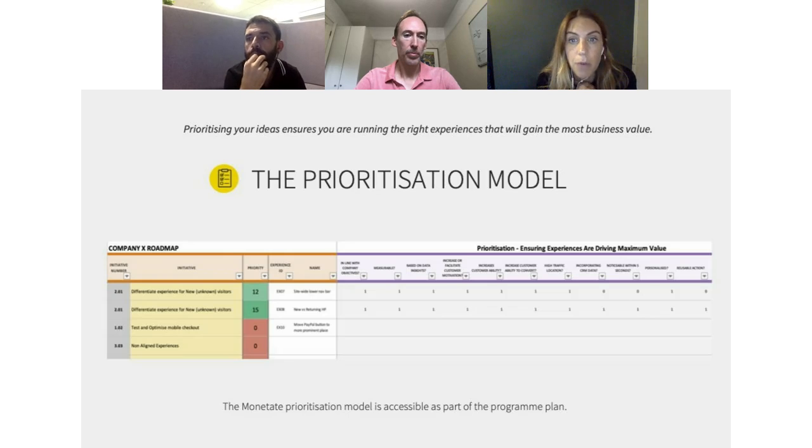So here's an example where we've got two experience ideas, and you can see the model and the numbers 1, 2, or 0 going across, and then it says priority. The first one's got a 12, and the second one's got a 15, I think. So the 15 one would be the one that's got the highest score, so maybe would be the one that would be worked on first.